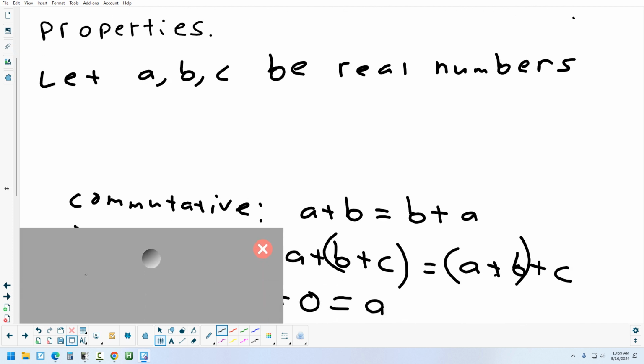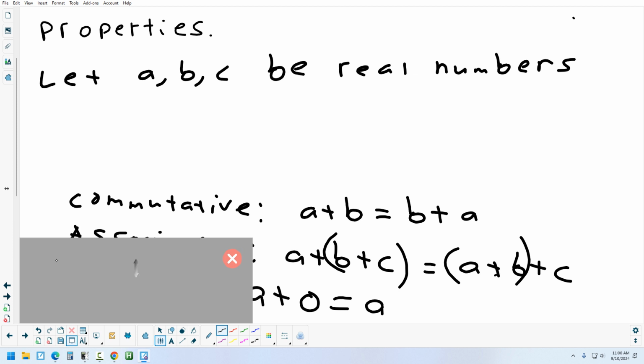How about that second property? It's not commutative because the order did not change. ABC, ABC. What we did is we changed the grouping. We changed what's grouped in parentheses. Anyone remember what that one's called? This one begins with an A. Yeah? The associative. Yep, that's associative.